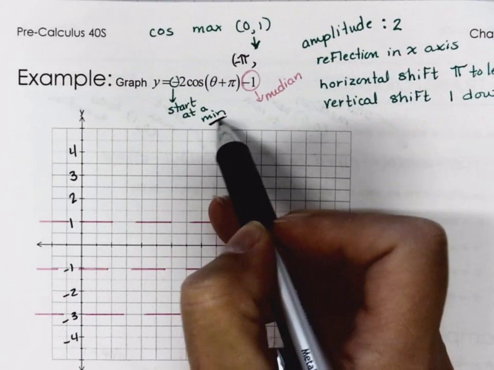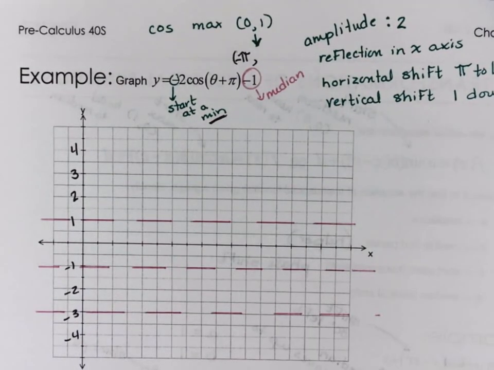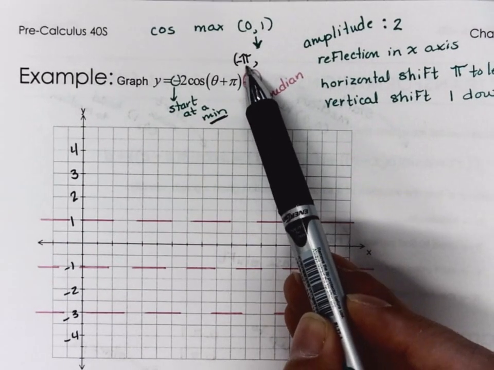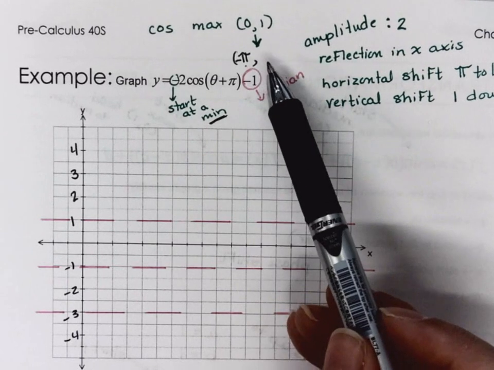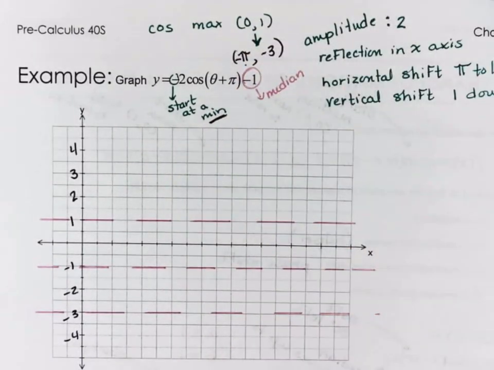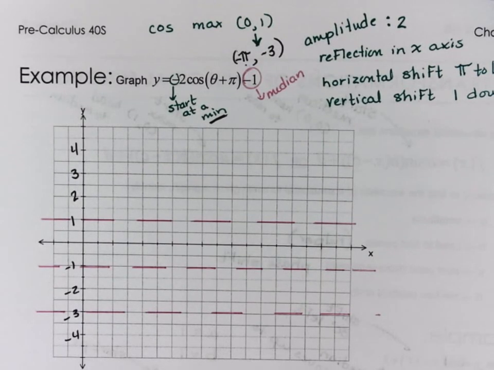Remember that is telling us it starts at a min. The reflection tells me it starts at a min. So normally I started at max. The reflection is telling me I'm starting at a min. So I'm shifting -pi to the left, and I'm going to start at a minimum, which is going to be at -3. So not a lot of math, but lots to remember.